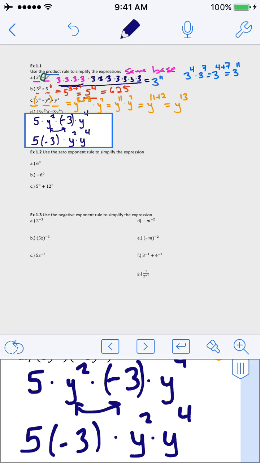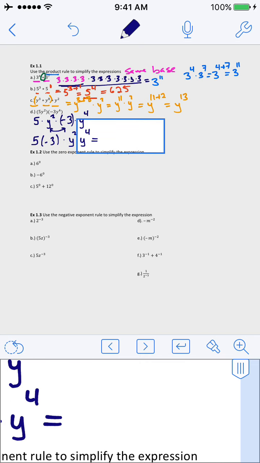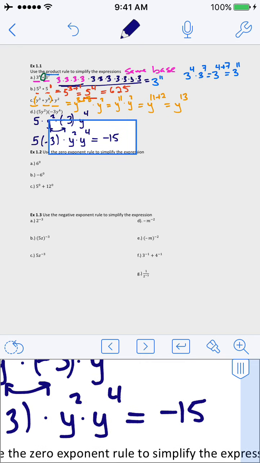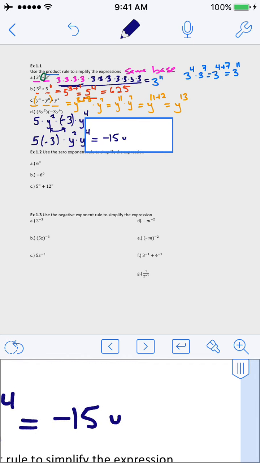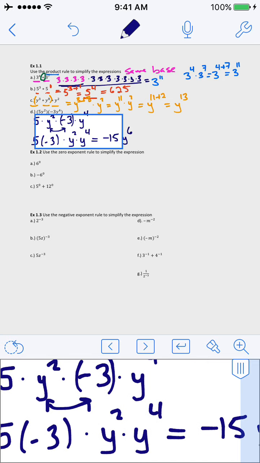And now I've got something that I can clearly combine, right? I've got some numbers that I can squish together. I can actually multiply. 5 times negative 3 gives me negative 15. And then I can use the product rule on this second part here. The second part says y squared times y to the 4th, which is a total of y to the 6th. And that's how I can combine this last guy using the commutative property and the product rule, pardon me.